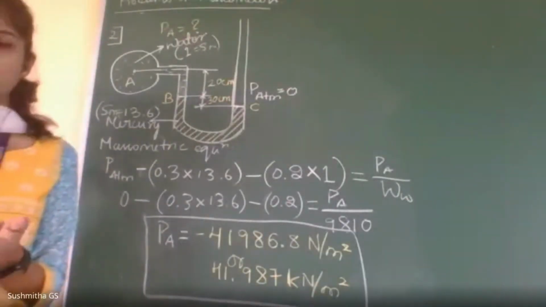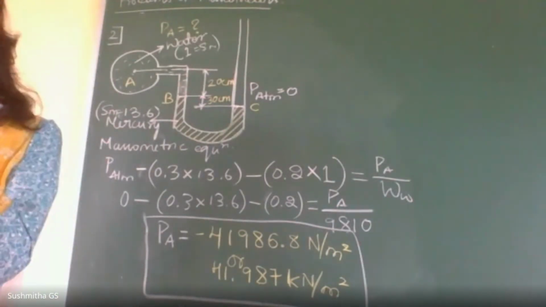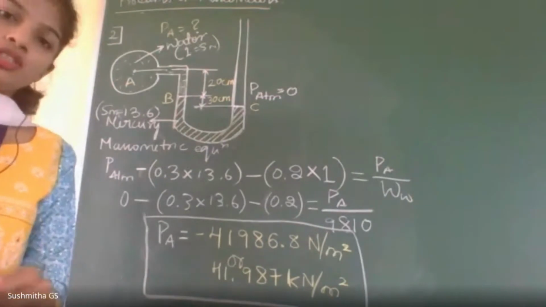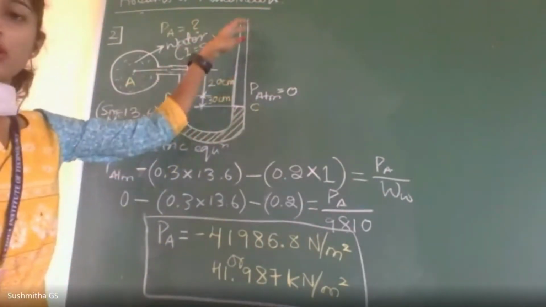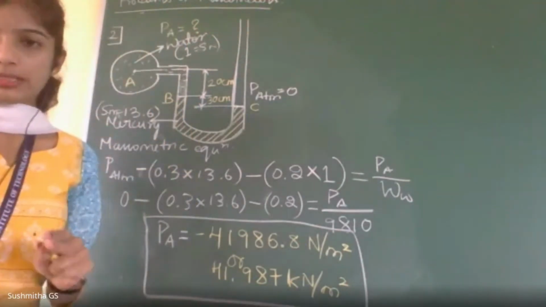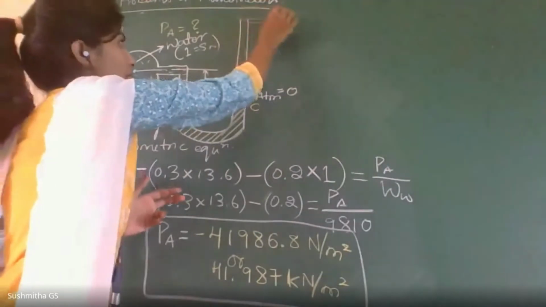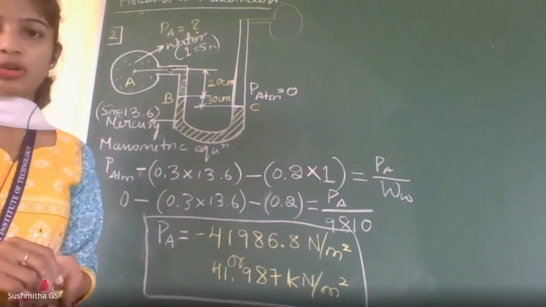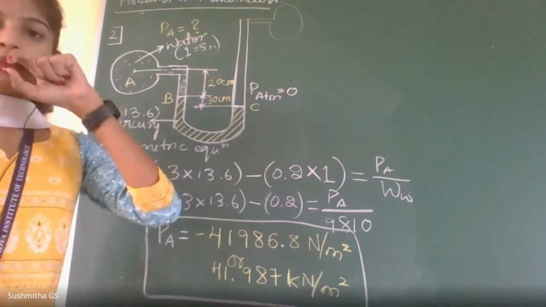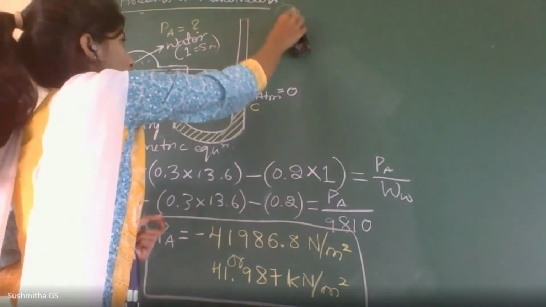We'll just solve the other problem. One more problem on this simple manometer, and later we'll solve the differential manometer. When it is open to atmosphere, that is a simple manometer. Differential manometer means when it is connected to another pipeline. So now what we are solving is a simple manometer problem. Let us solve one more problem.